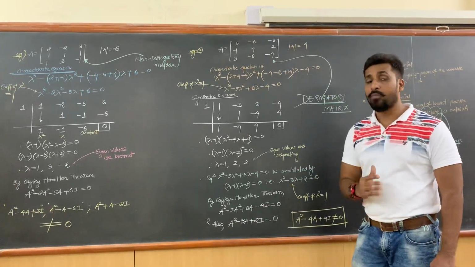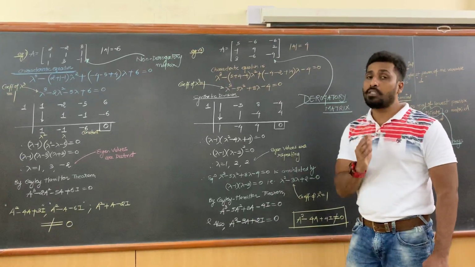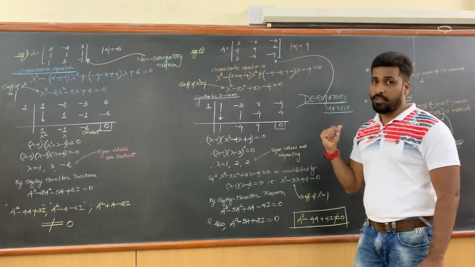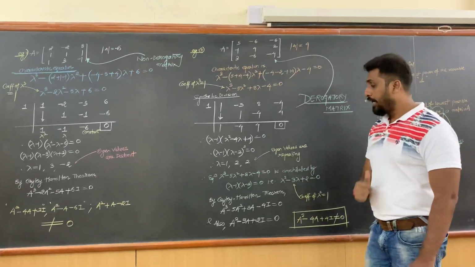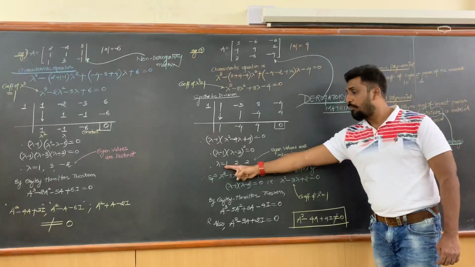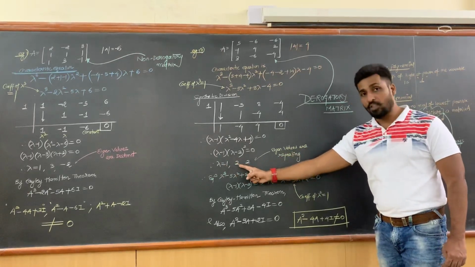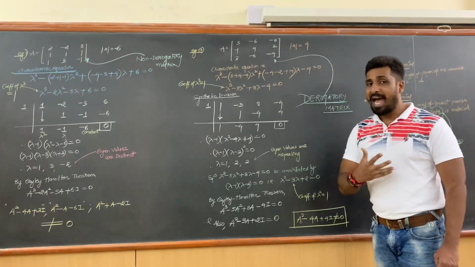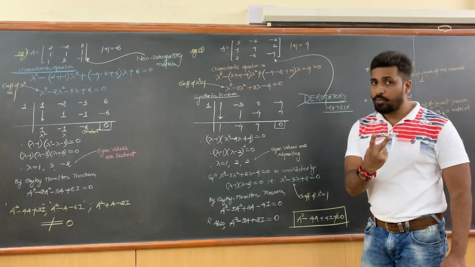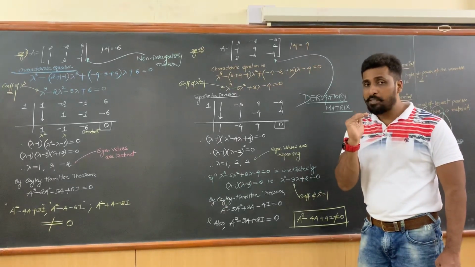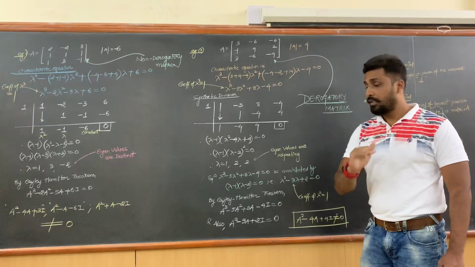Now here comes the concept of minimal polynomial. If you take these factors lambda minus 1 and lambda minus 2, now observe this carefully. I can construct two different equations from here of a possible degree which is less than 3.